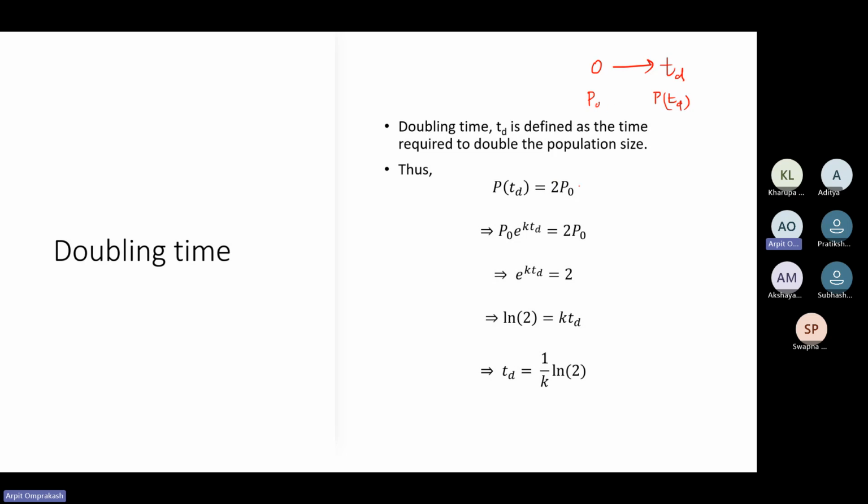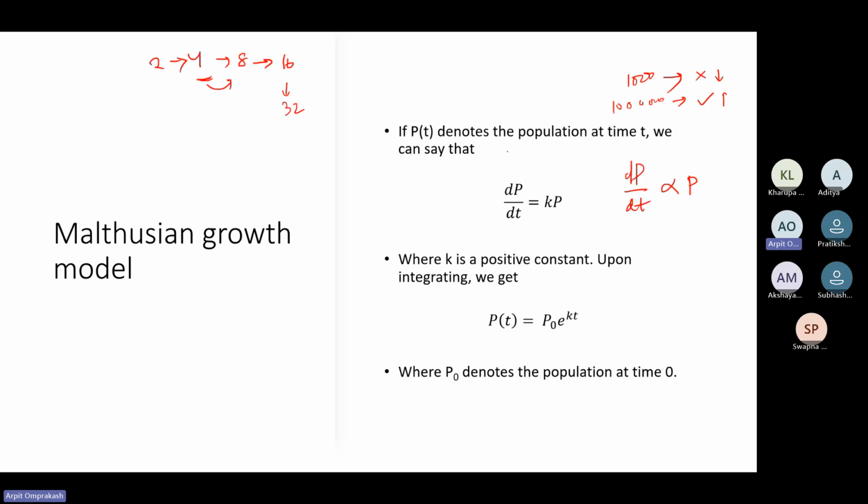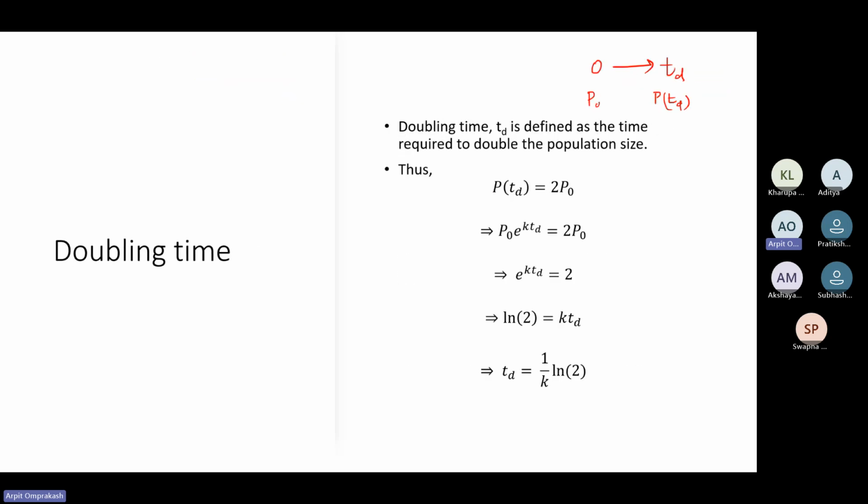So twice of P0. And then basically substituting the equation that we have here from the Malthusian growth model, we get P naught e raised to the power k TD is equal to 2 into P naught. Now P naught cancels out. We have e^(k TD) is equal to 2, and if we take log on both sides, and we basically do some shifting of variables from here to there, we see that doubling time is given as 1 by k into log of 2.